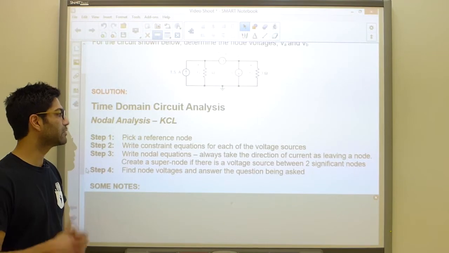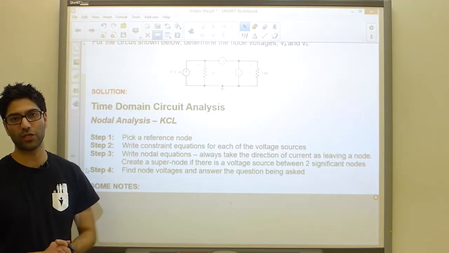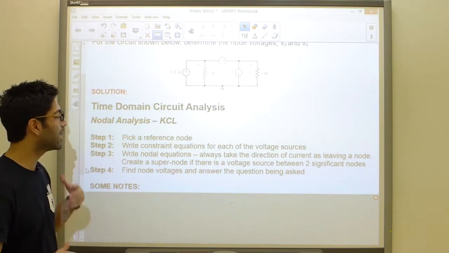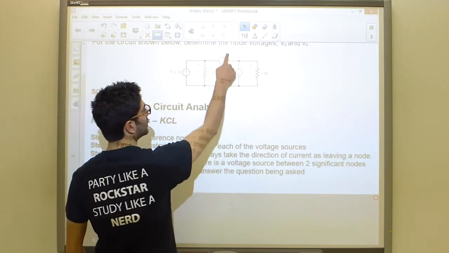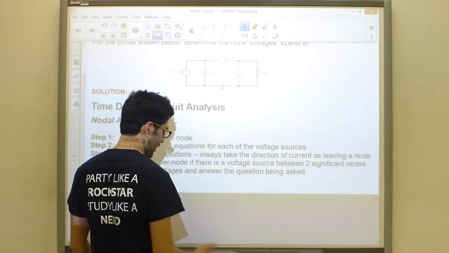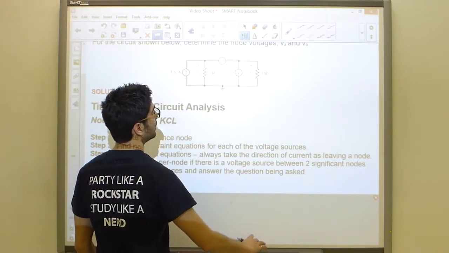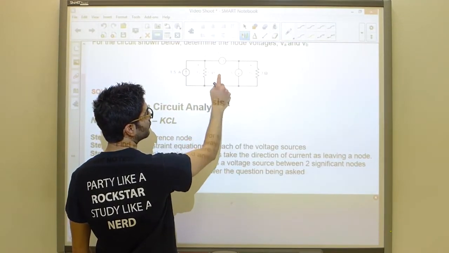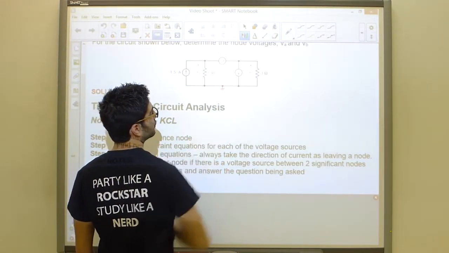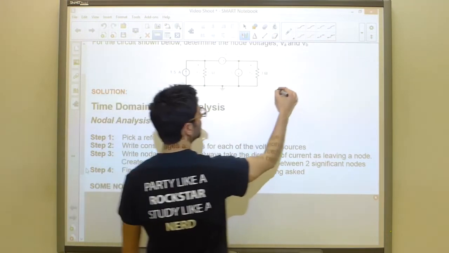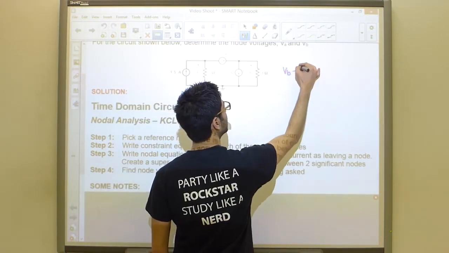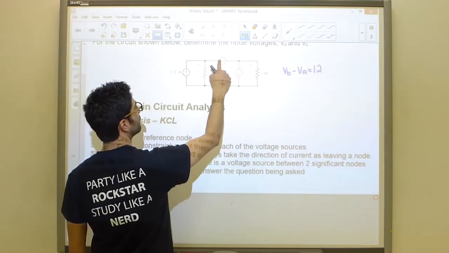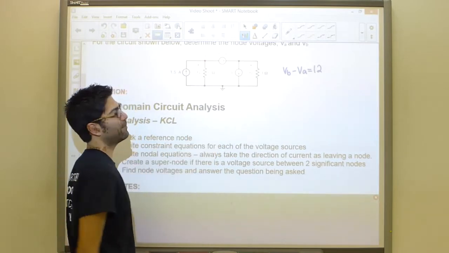The second step is to write constraint equations for every voltage source present in your problem. In our case, we see a voltage source right there. We need to write down a constraint for it, and understand that this source is going to maintain a 12-volt difference between its negative and positive terminals. So essentially what we're saying here is that VB minus VA must be equal to 12. So VB will be 12 volts higher than whatever VA may be.